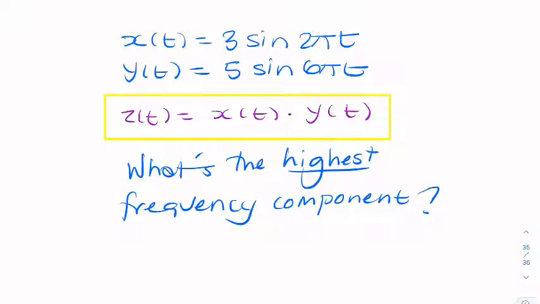In this question, we have two signals, x and y. Each of them is a pure sinusoid, and we multiply them together to form a new signal, z of t. And the question is, what's the highest frequency component in z of t? Okay, so let me just make that even clearer.